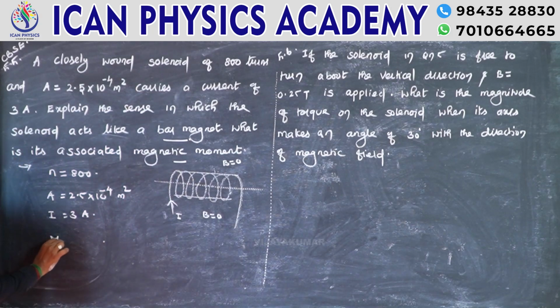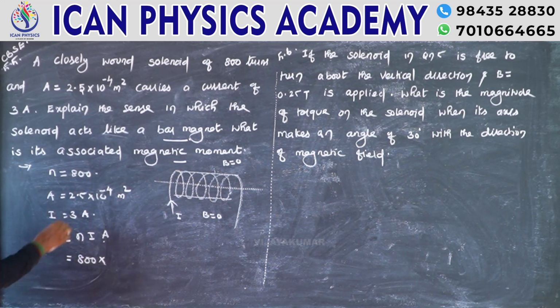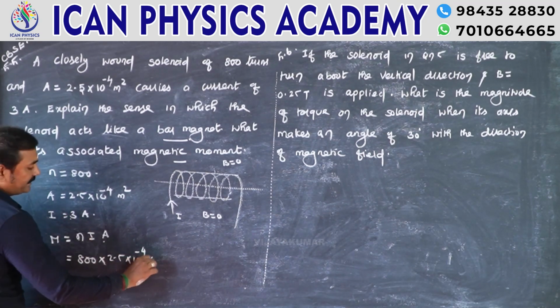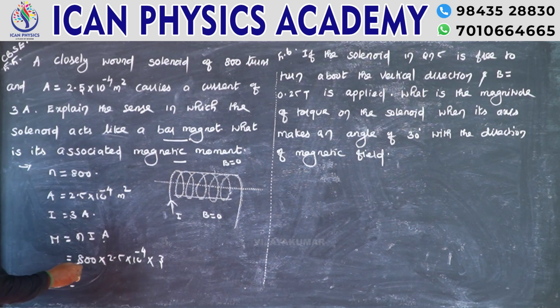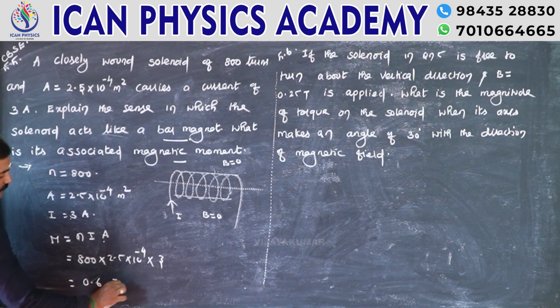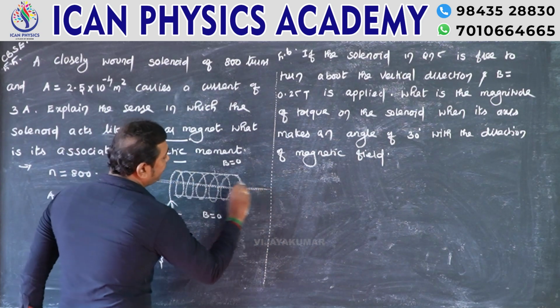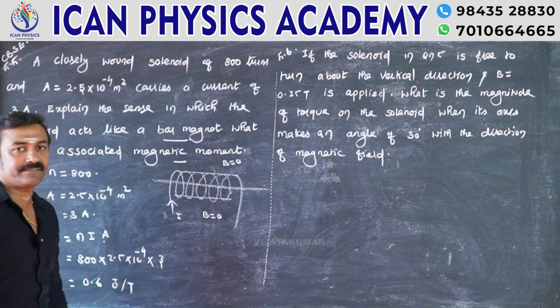So what is the formula to calculate the magnetic moment? That is NIA. What is N? Number of turns. So 800 into 2.5 into 10 to the power minus 4 into 3. When we multiply and divide, finally we get 0.6 joule per Tesla. And this magnetic moment is acting along the axis of the solenoid.